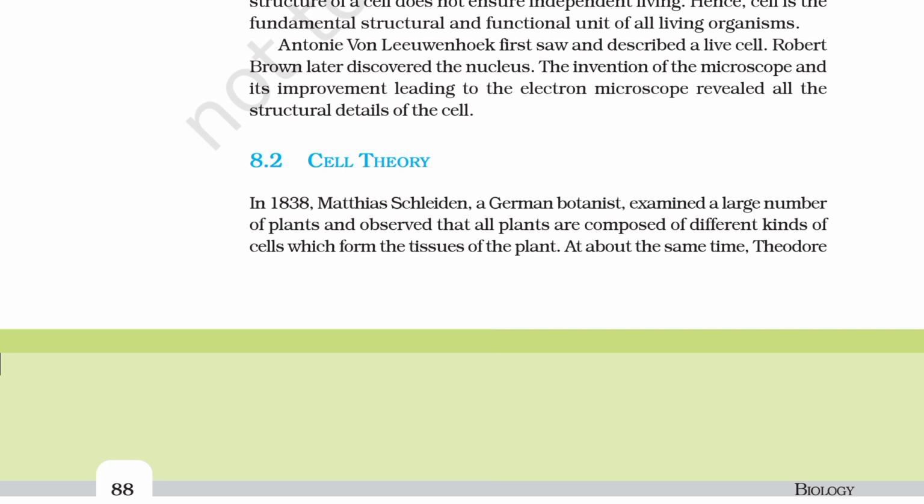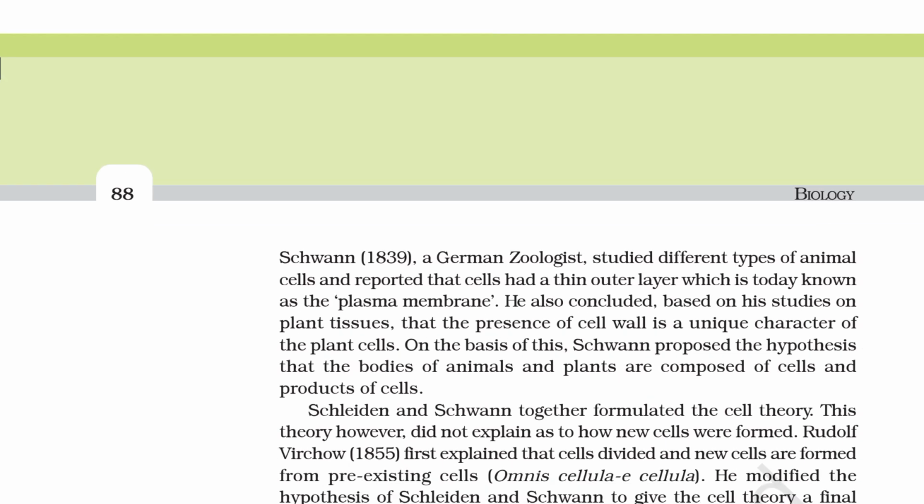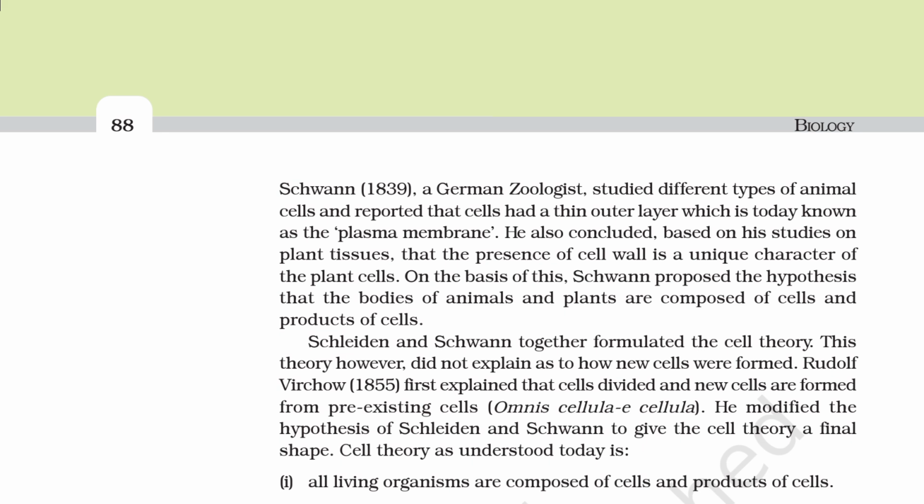At about the same time, Theodor Schwann, in 1839, a German zoologist, studied different types of animal cells and reported that cells had a thin outer layer which is today known as the plasma membrane.